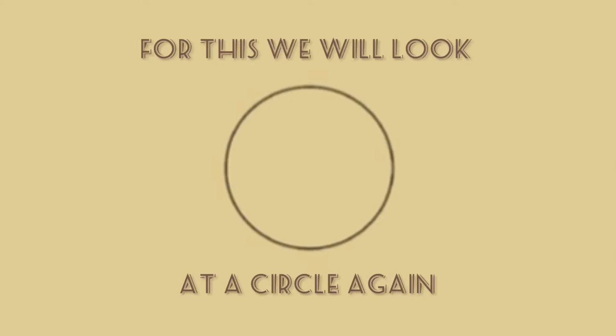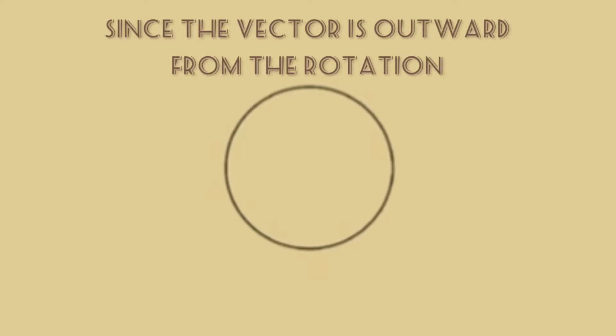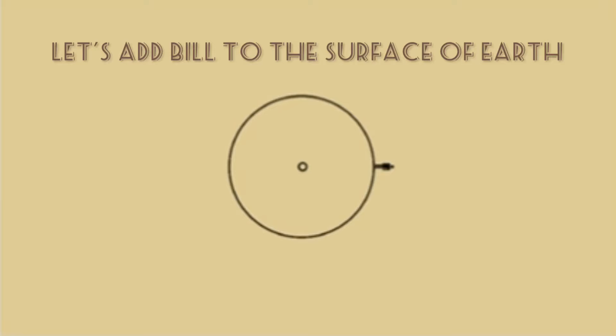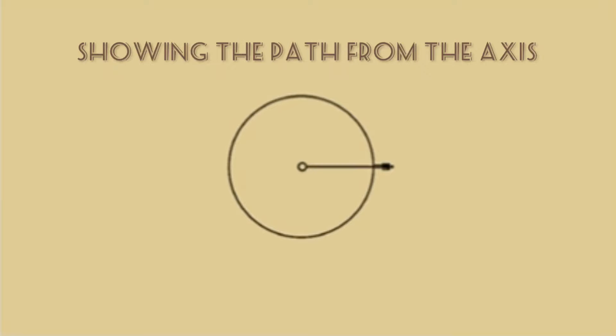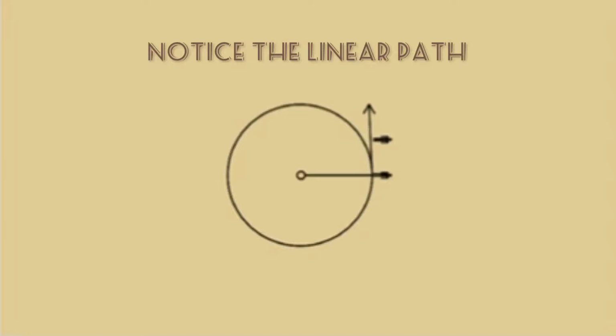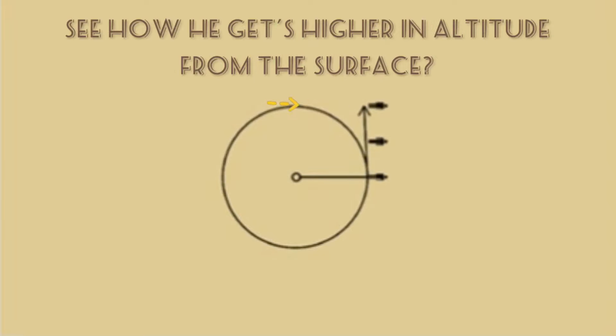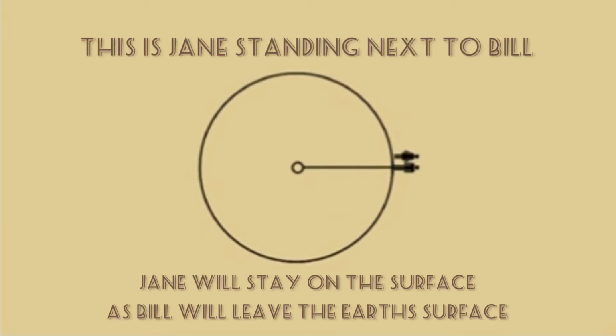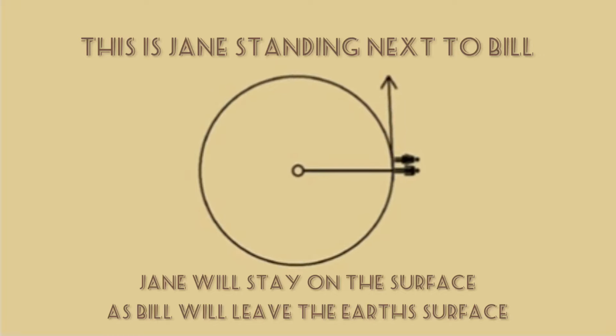Very simple. So now you're asking, what happens when you do leave the surface? For this we will look at a circle again. Since the vector is outward from the rotation, by leaving the surface you would fly with a linear momentum outward. Let's add Bill to the surface of Earth. Showing the path from the axis, Bill's path when he leaves the surface, notice the linear path. See how he gets higher in altitude from the surface. Jane will stay on the surface as Bill will leave the Earth's surface.